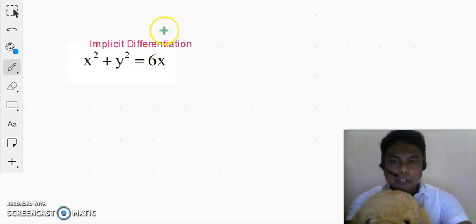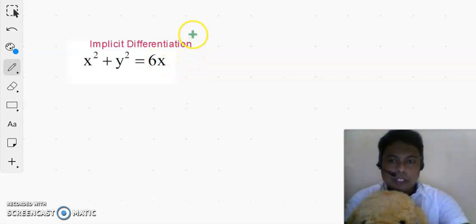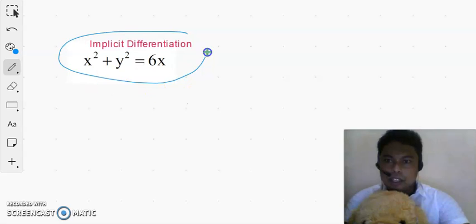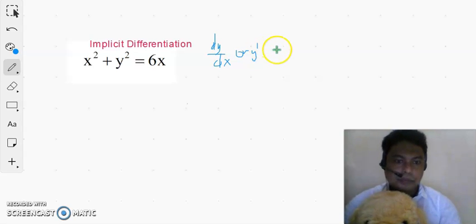So for this problem, we're going to solve implicit differentiation of x squared plus y squared is equal to 6x. This topic is all about differential calculus. For implicit differentiation, we are going to solve for dy over dx, or simply y prime.